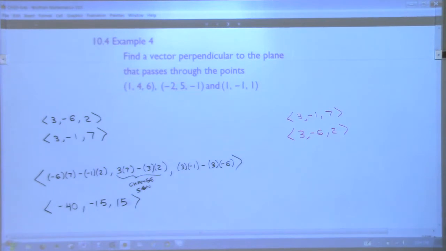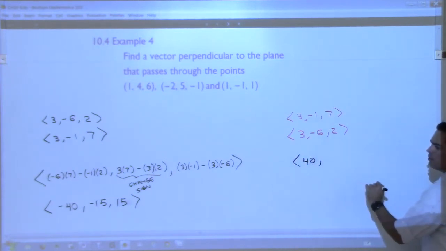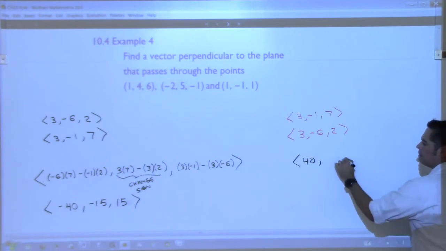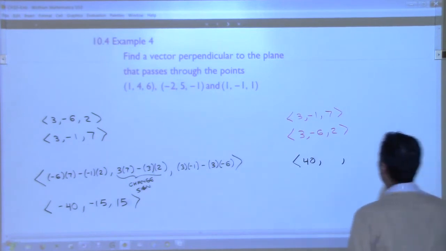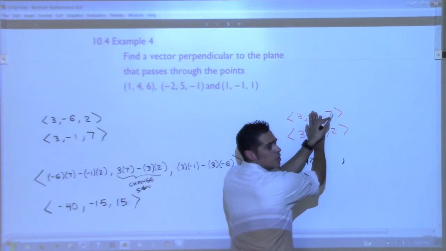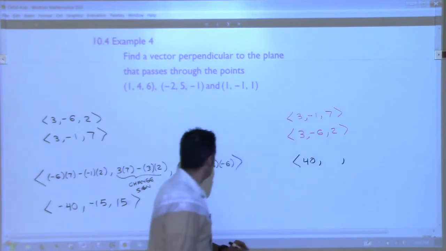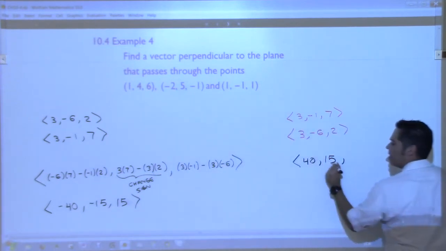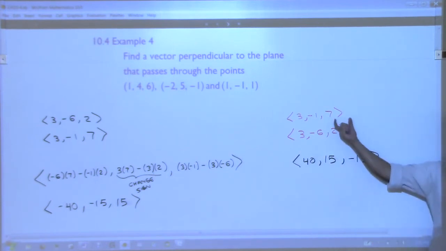Did you change the sign of your middle one? Yeah, I switched the middle. So you got 40, and then what? Let me see your middle computation. Your middle computation should have been 6 minus 21. It's always this and this. So it should be positive. You should be getting positive 15 here, and then negative 15 here. So this is the cross product the way that I asked you to do it.